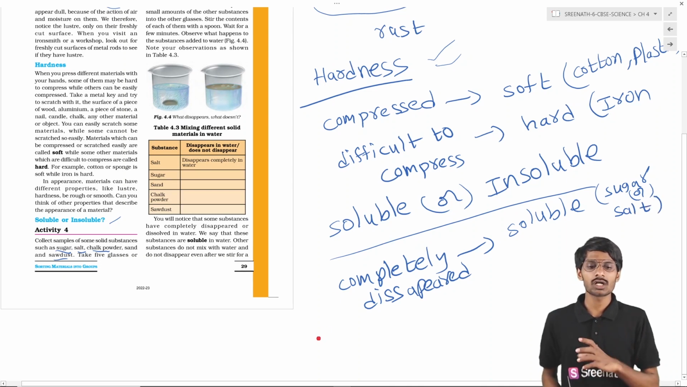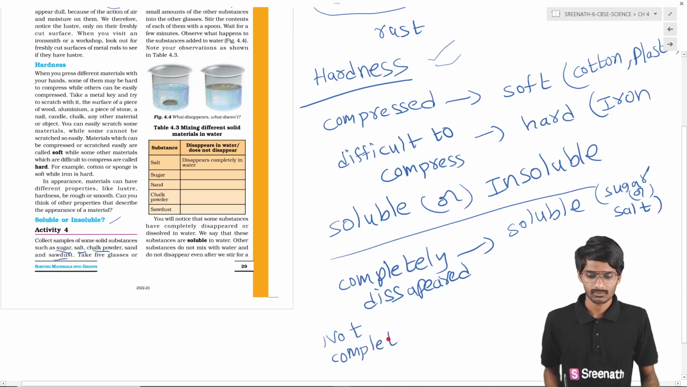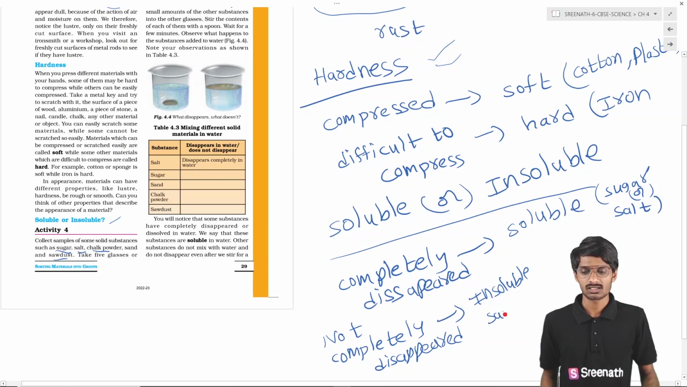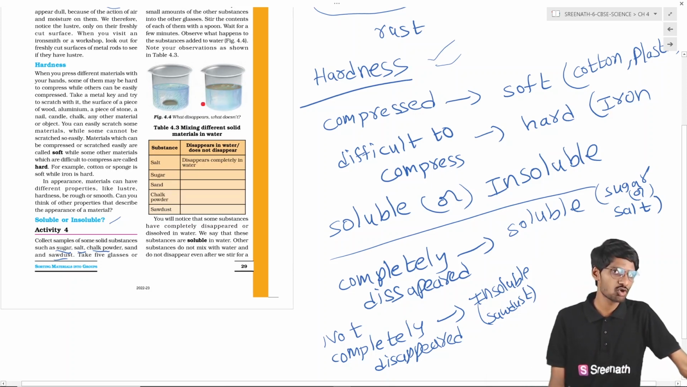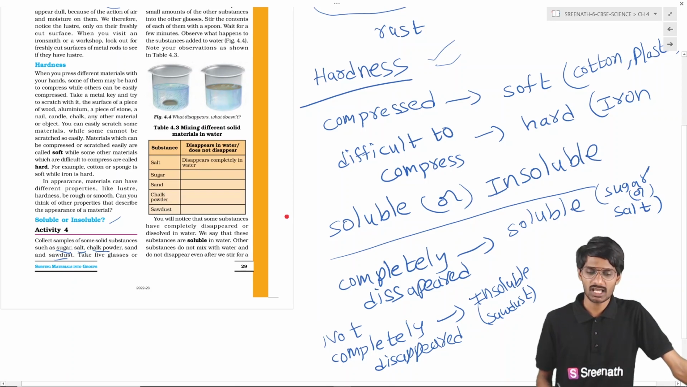And if they have not completely disappeared, then we call those insoluble. Example, sawdust. Sawdust will not dissolve or disappear after stirring so many times and standing for so much time. So these we call insoluble. So this is one of the properties, solubility, students.